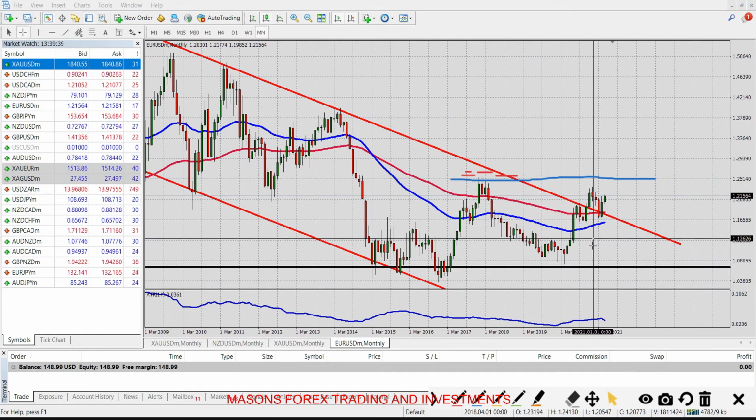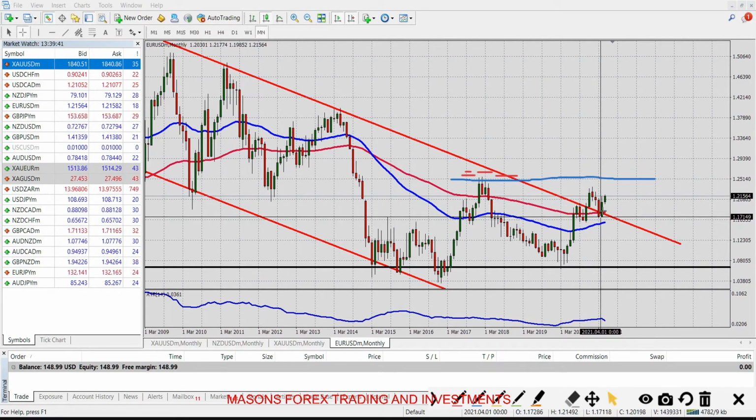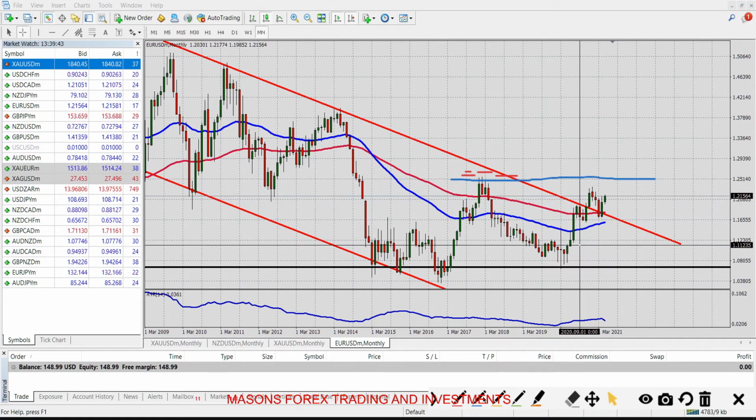So what we can do is, we can wait for price to reach this level, push up here and then give us some sort of rejection bar followed by an engulfing bar or another red bar or selling bar, however you want to put it. We can wait for that.